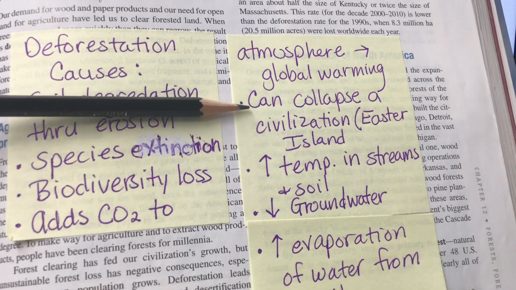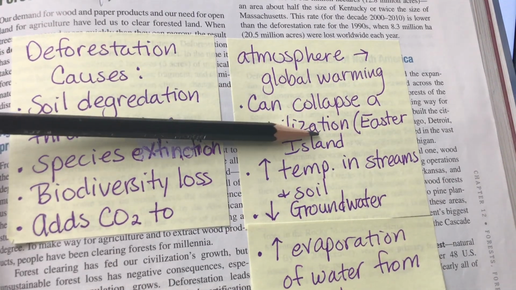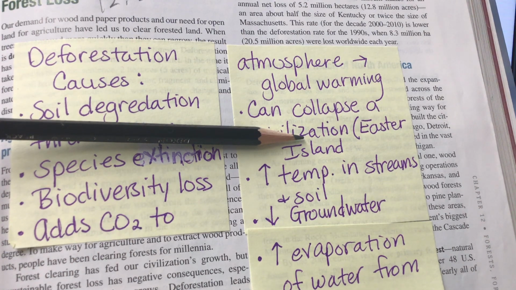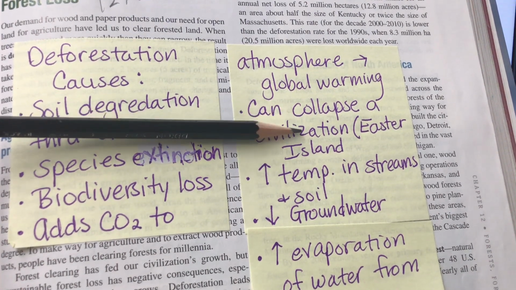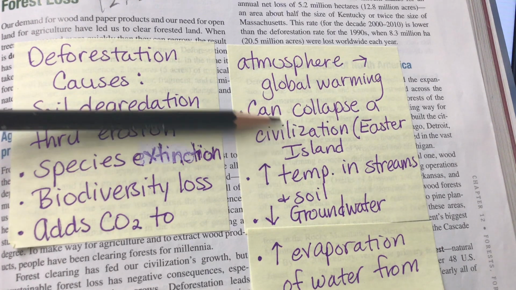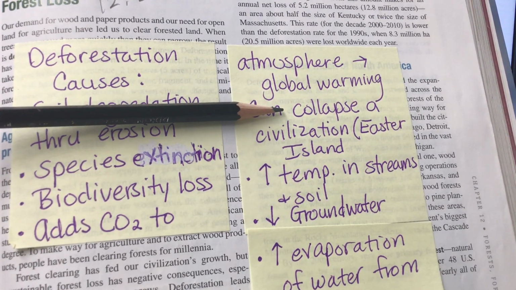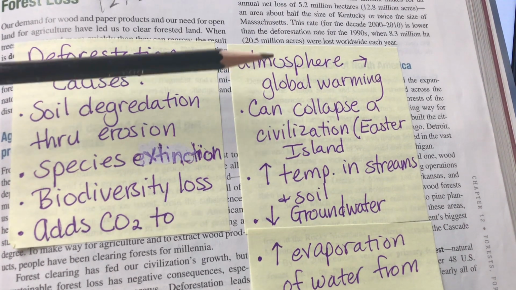Forest loss can collapse a civilization, like on Easter Island. They cut down their forests to build boats and to haul those giant statues, and then they didn't have those forests to help prevent erosion and for animal habitat to eat, all that kind of thing.